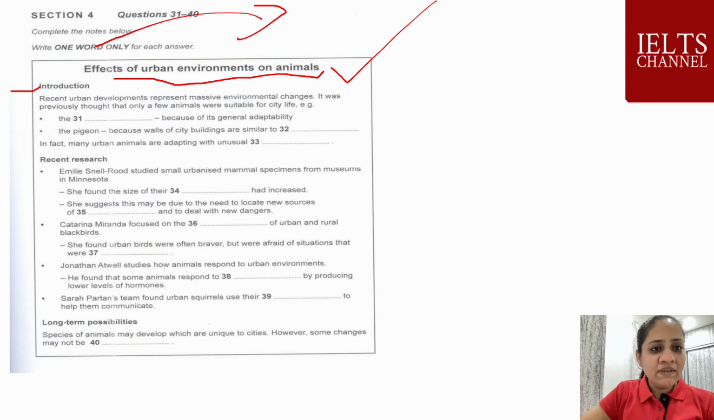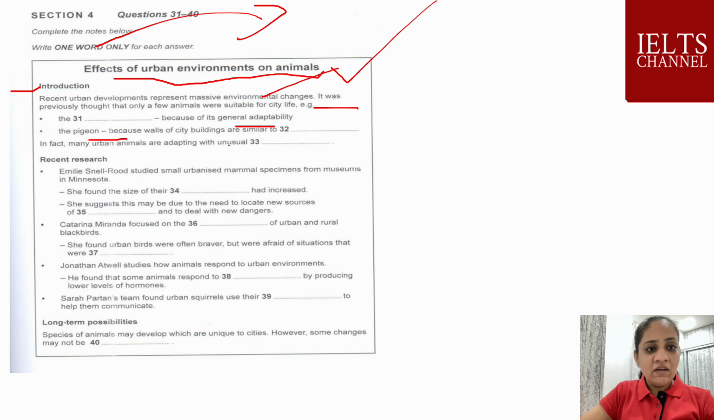Recent urban developments represent massive environmental changes. It was previously thought that only a few animals were suitable for city life. Example: the dash, because of its general adaptability. So I have to focus on which animal species has that general adaptability to survive the massive environmental changes. Got my point? I have to just focus on the name of that animal species. Fine. In 31, within one word only.